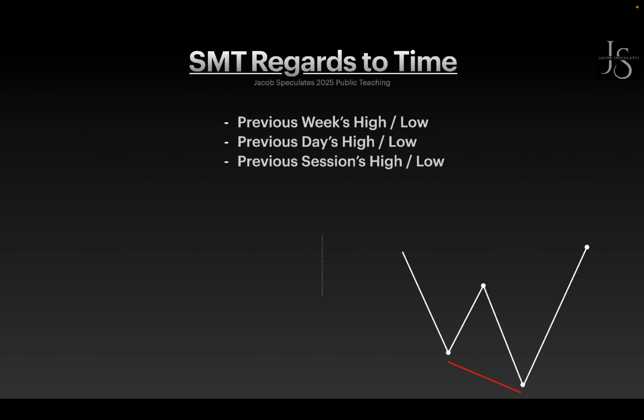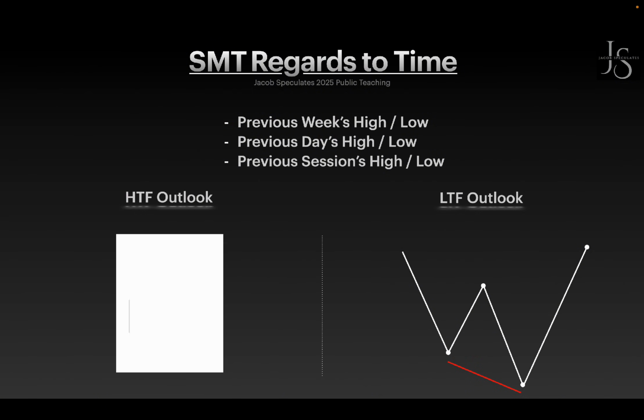So on the right is what it would look like through the lens of a lower time frame, but on the left, as you can see, this is what it would look like through the lens of a higher time frame. So all you would see is two candles, and then the candle that creates an expansion is the one that creates an SMT to the candle to the left of it. And this is the most important section of this video. It is very important that you only look for SMT in regards to time specific highs and lows.